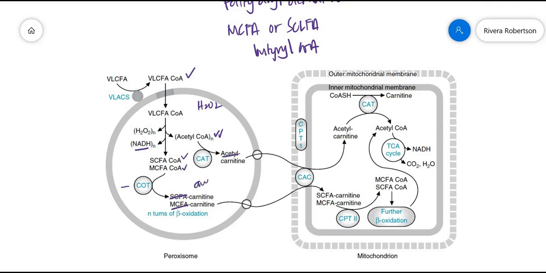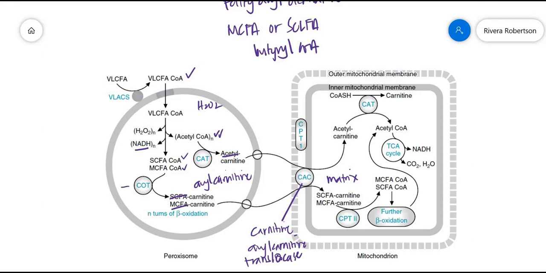Now, itong mga acyl carnitines na to, they diffuse out of the peroxisomal membrane papunta ng mitochondria. Now, in the mitochondria, they are transported into the mitochondrial matrix via your carnitine acyl carnitine translocase. Ito yun, carnitine acyl carnitine translocase.